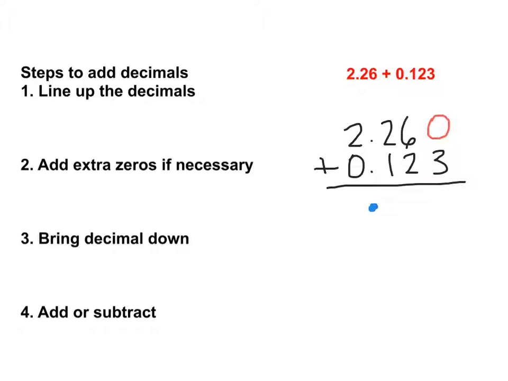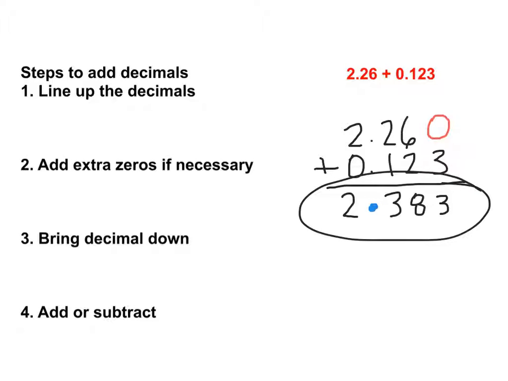So 0 plus 3 is 3. 6 plus 2 is 8. 2 plus 1 is 3. 2 plus 0 is 2. And this is my final answer, 2.383.